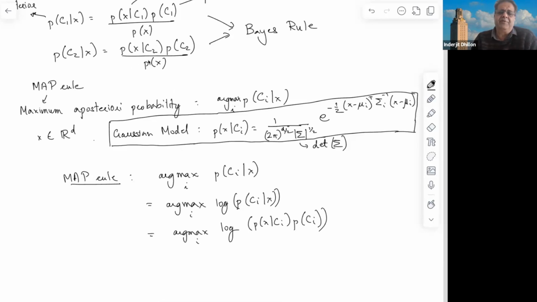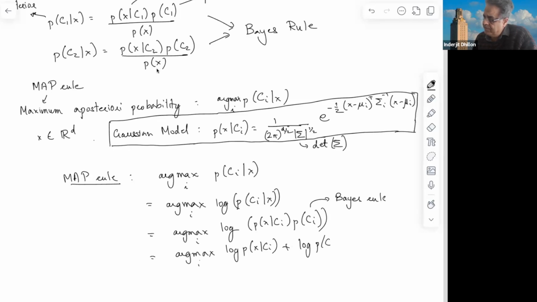Note that the denominator actually does not play a role now, because all you're interested in is the argmax. Both P of C1 given x and P of C2 given x have P of x in the denominator, so that's common. We don't need to worry about it. All right? So this is Bayes' rule. Then I'm taking the log of a product, and that becomes log of P of x given Ci plus log of P of Ci.